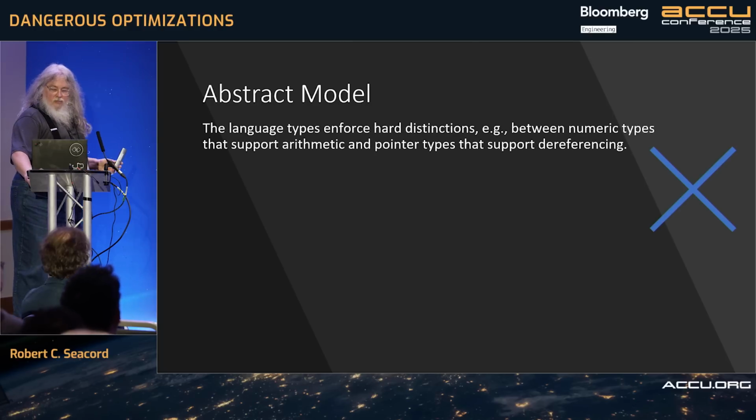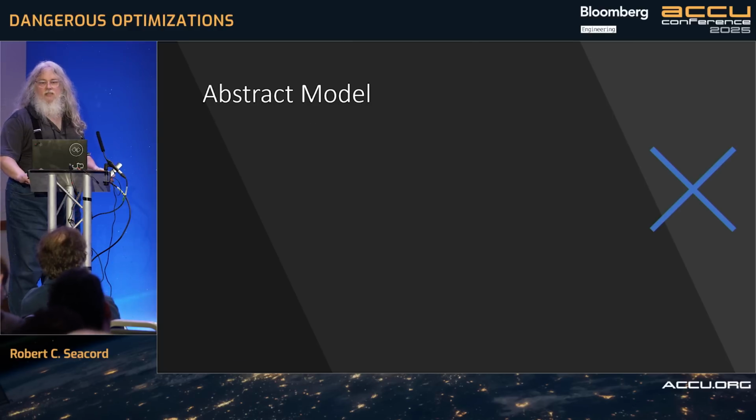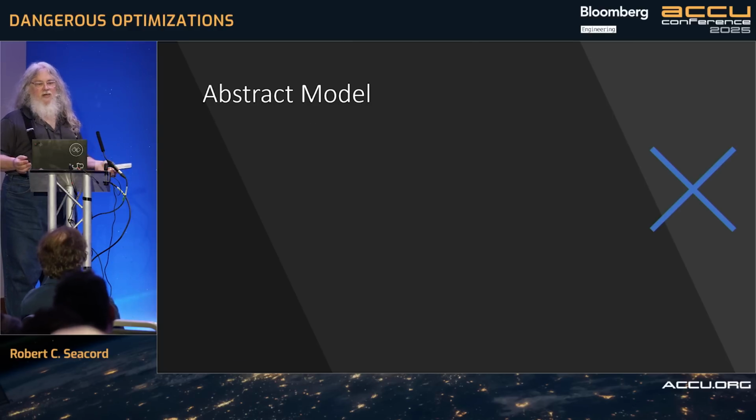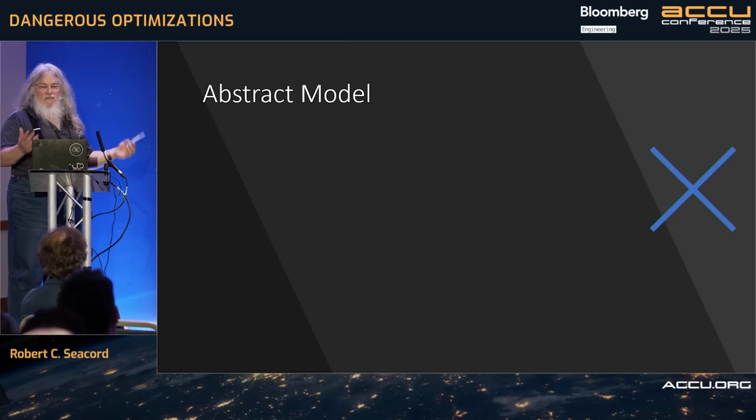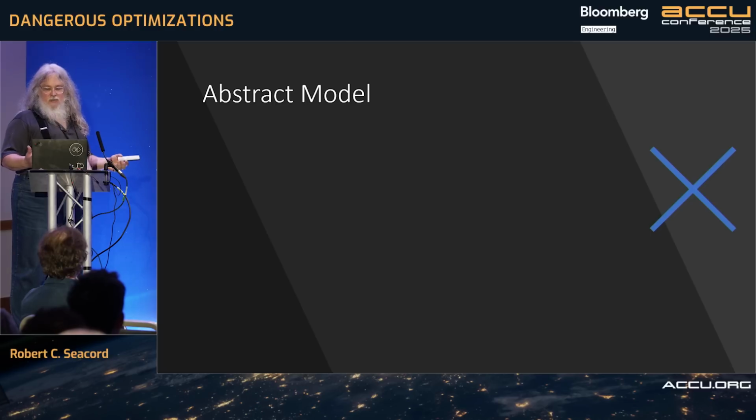So the second model is the abstract model. This is the new fangled model, right? So this is the one that lets you optimize, right? So this is the result of companies investing tons of money in building optimizations built around alias analysis.